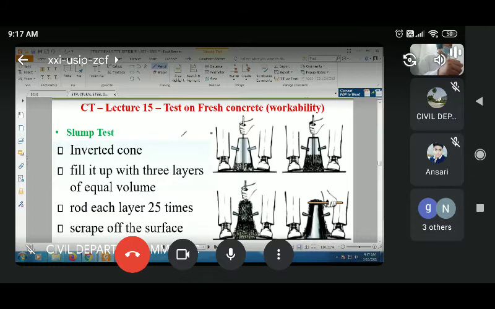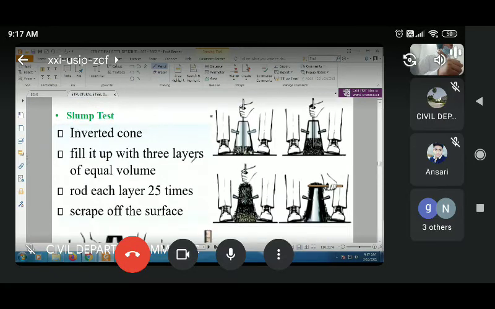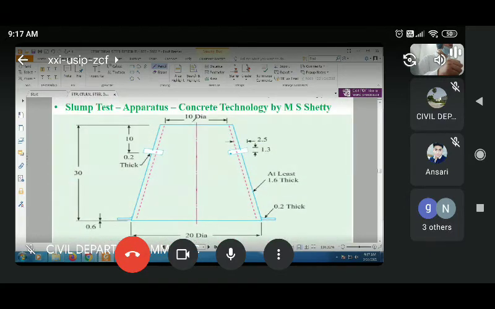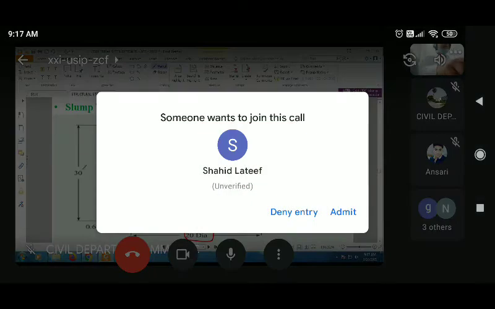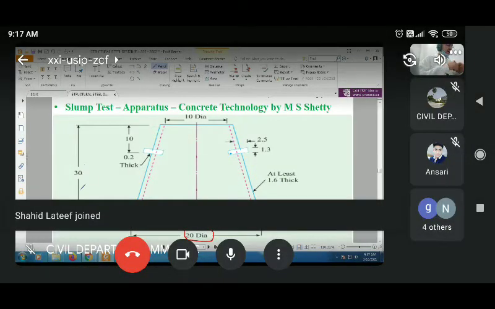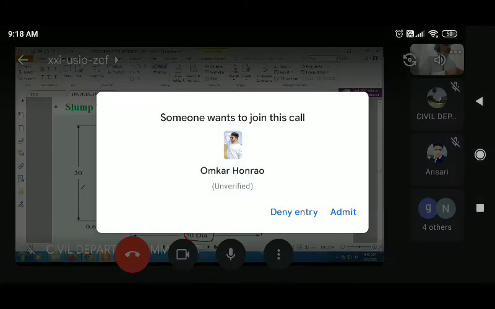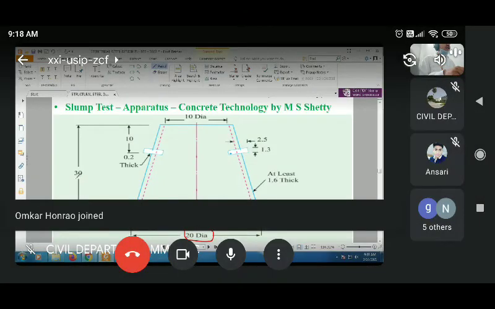Slump tests are generally performed with handy equipment. It consists of the tamping rod and the cone. So you can see this is the cone. The diameter at the top is 100 mm or 10 centimeter. Diameter at the bottom of the cone is 20 centimeter or 200 mm. And the height of the cone is 300 mm or 30 centimeters.